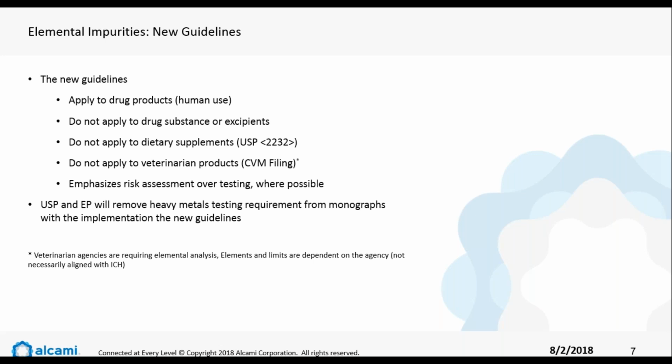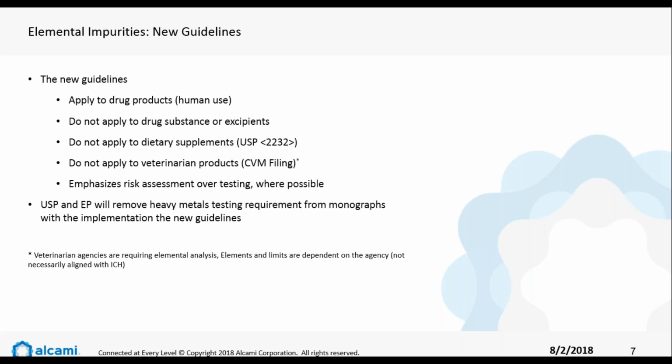So the new guidelines, who do they apply to? The ICH guidelines in 232 and 233 apply to drug products for human use. I guess all of the information in there is intended specifically for human use drug products. It does not apply to the drug substance or excipient.